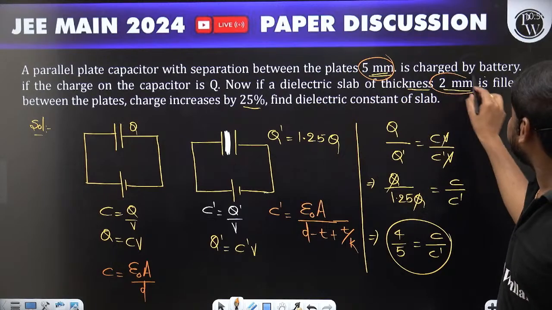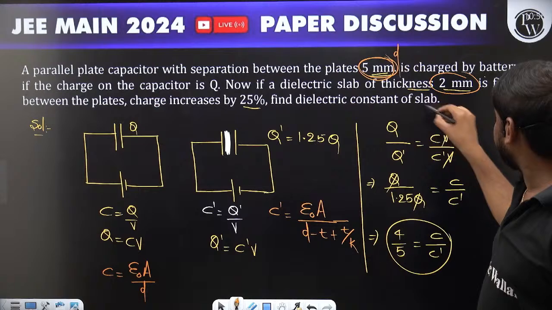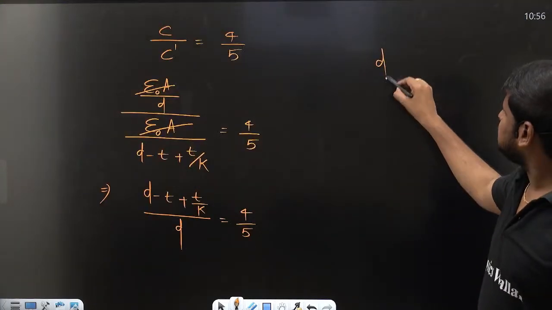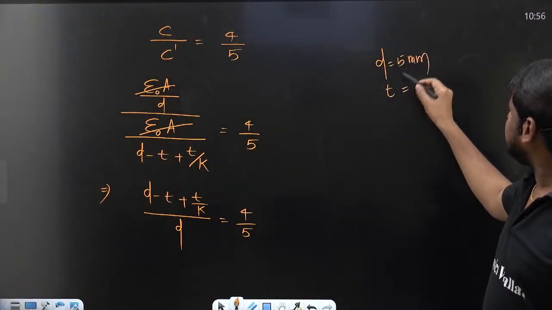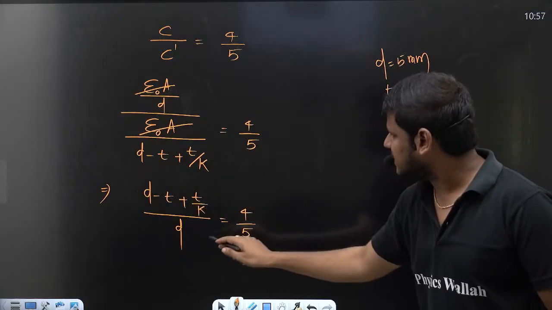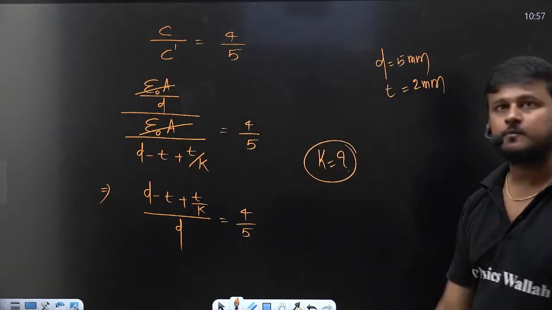You know the thickness, and you know the distance between the plates. D is 5 mm, the distance between the plates, and the thickness T is 2 mm. Just substitute the D and T values here. The only unknown is K, so calculate the K value.